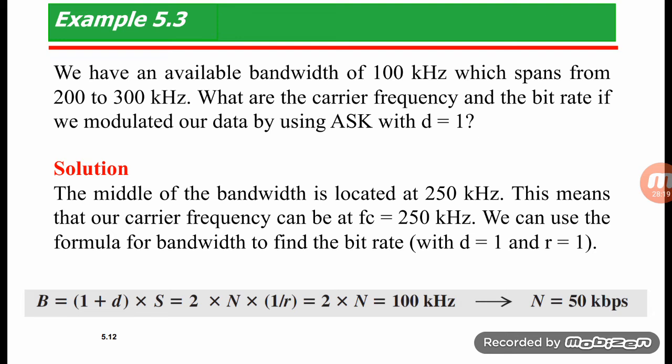Why can I replace it by N? Because this is binary, S and N are same. So 100 is equal to 2N. So N is equal to 50. What are the units of this 50? Bits per second? Kilobits per second. Yes, kilobits per second, because this 100 is in kilohertz.